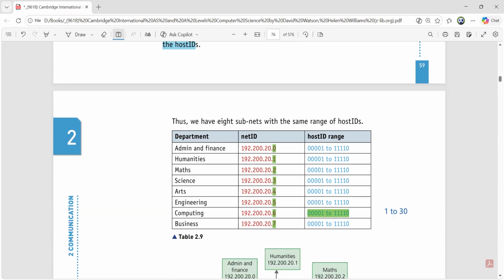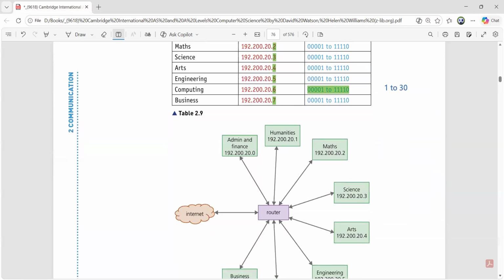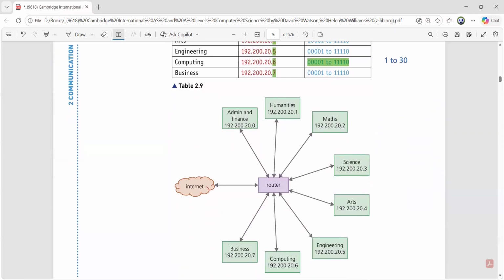So you can see here, if any person has joined the humanities department, he will get 192.200.20.1, and then he will be assigned the host ID based on availability, again 1 to 30. Every single department will have host IDs from 1 to 30, and the net IDs are based on values like this. This makes it more manageable and reduces the complexity, and the administrator can know how to handle the network.